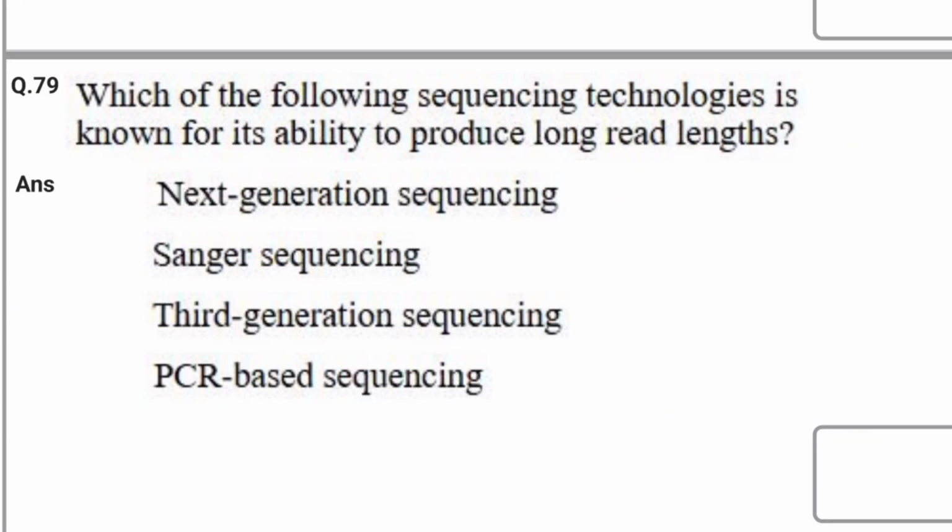Which of the following sequencing technologies is known for its ability to produce long read lengths? Options are next generation sequencing, Sanger sequencing, third generation sequencing, PCR based sequencing. For this, the correct answer is next generation sequencing.